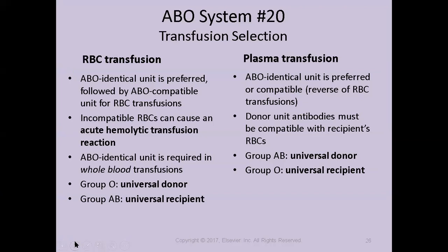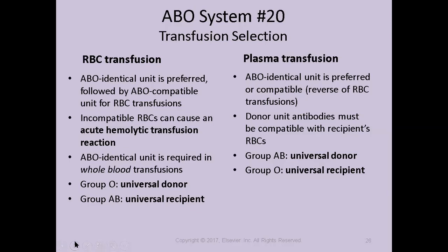So let's talk about which kind of units we select for transfusion. We'll start with red blood cell transfusion. Packed red blood cells are the most common product that is transfused. ABO identical unit is preferred. What does that mean? The same type. So if you're type B, we want to give you type B. That's always best. Okay? Followed by ABO compatible unit.